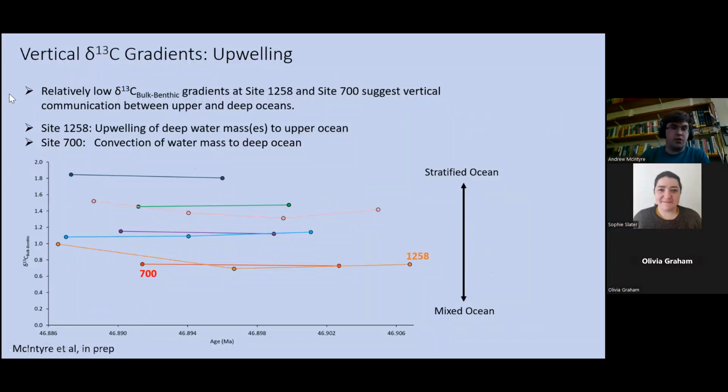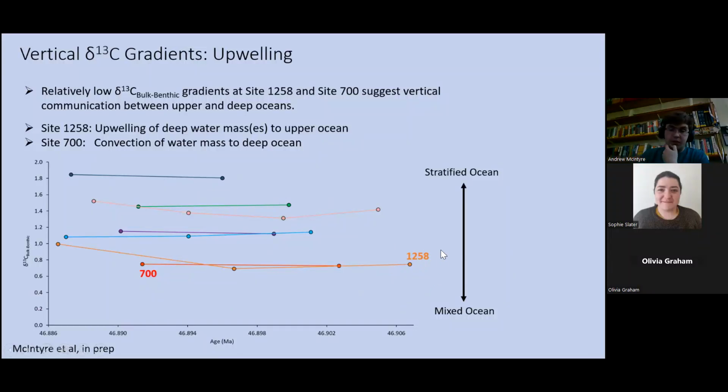But before we get there, I also want to touch on some work we did. We looked at the vertical carbon isotope gradients. So we compared our bulk isotope record with our benthic isotope records, and we basically produced a gradient. And what we noticed was that two of our sites had very low gradients. One was 700, which we suggest was a site of deep water formation, suggesting this vertical communication between the upper and lower ocean as you convect waters.